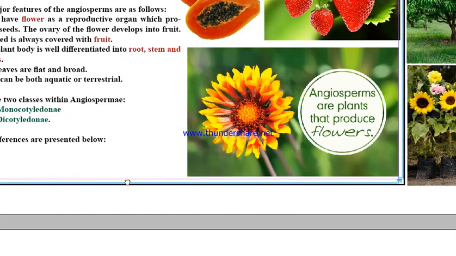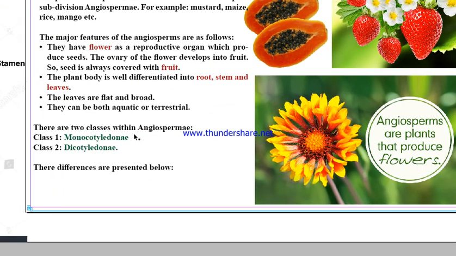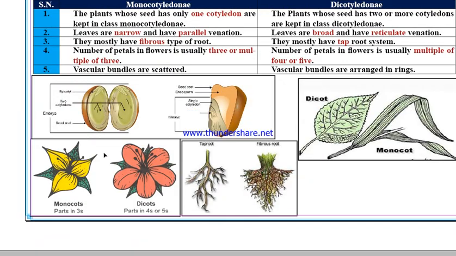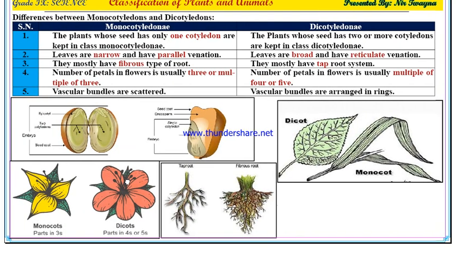Okay, let us go to the next topic. Within angiosperms there are two classes, and you have studied this since grade 4 or 5. Yes, monocots and dicots, and the names of the classes are Monocotyledonae and Dicotyledonae. Let us go through the differences. It will make the concept clear.